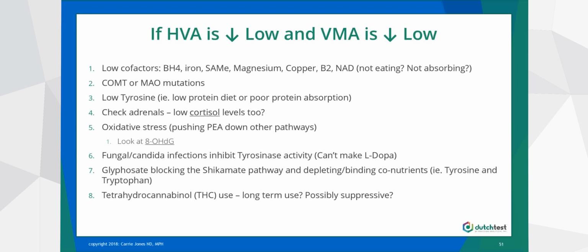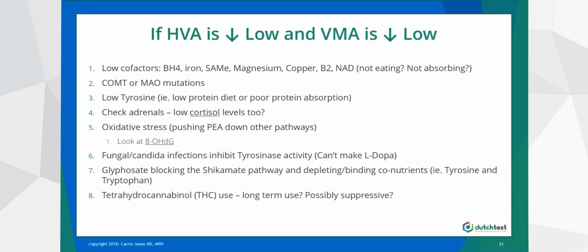Check their genetics. Do they have COMT issues or MAO issues that are really slow? And so you can't make HVA and VMA because the genetics have slowed the enzymes way down. Check their diet. If they don't have a protein-rich diet or they don't absorb their protein, then they're not going to get tyrosine, the amino acid tyrosine.